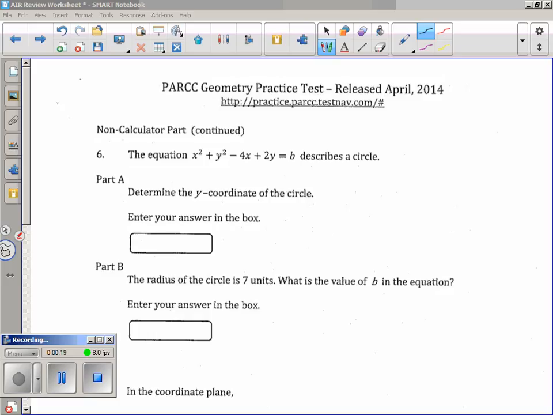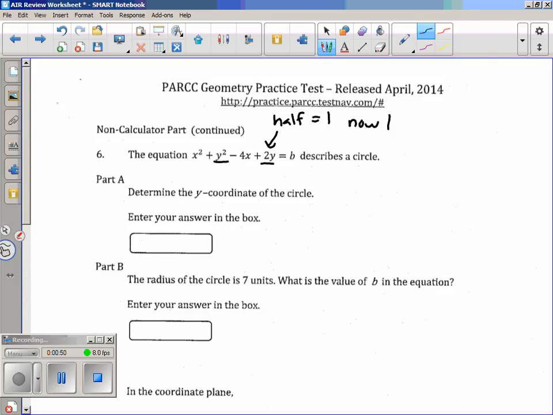In our first question here, we're dealing with the equation of a circle. We're going to want to answer some questions about it. In part A, we want the y coordinate of the circle. So what we're going to do is look at the y's. We have y squared plus 2y, and we want to complete the square for this. So we take the term that has just y, and we take half of its coefficient. Half of its coefficient is 1.